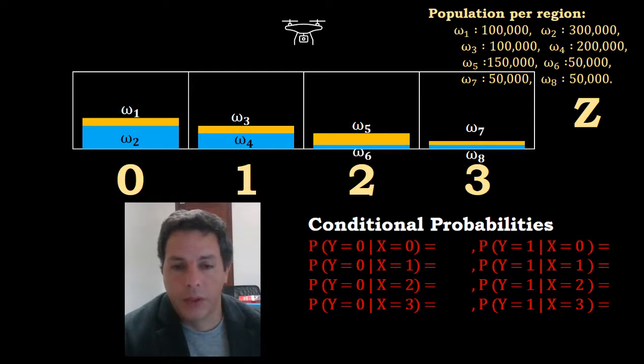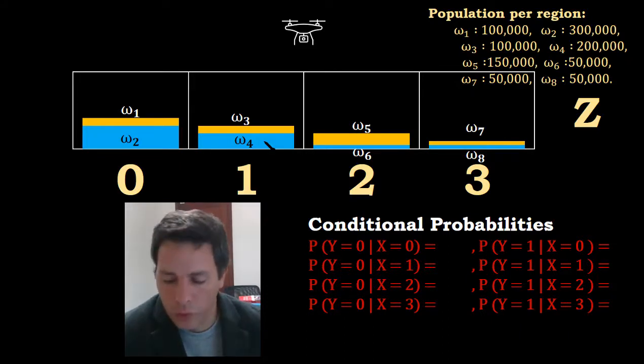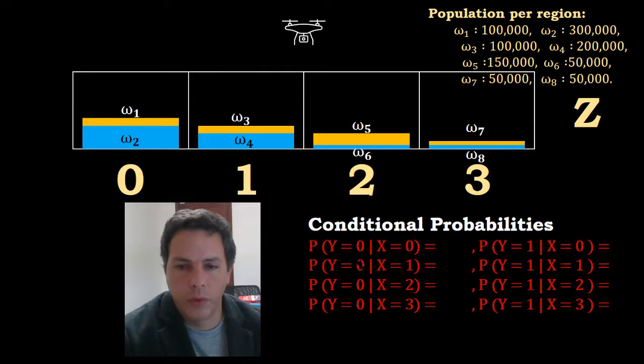Let's go to the second line. Probability of y equals 0 given that x equals 1. So we know that the drone landed in region 1. So what's the probability it landed in an inland area? So that's the probability for omega 3 over the sum of the probabilities of omega 3 and omega 4. The sum of omega 3 and omega 4 is 0.3, and the probability for omega 3 is 0.1. So 0.1 over 0.3 equals 0.333. And if this is 0.333, then probability of y equals 1, given that x equals 1, should be 0.6666, which we can check by doing the probability for omega 4 over the probability for the whole region 1, or the sum of the probabilities of omega 4 and omega 3.